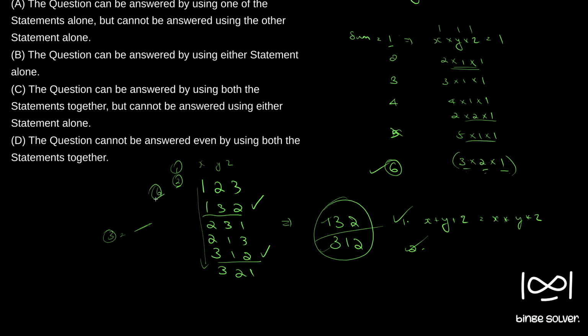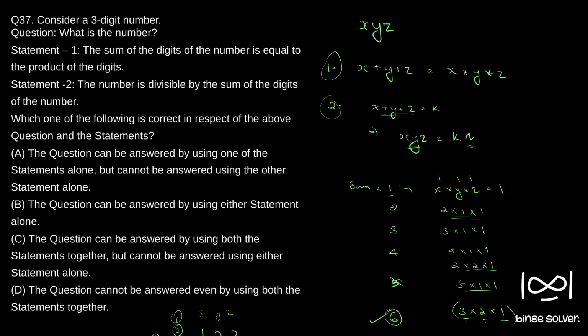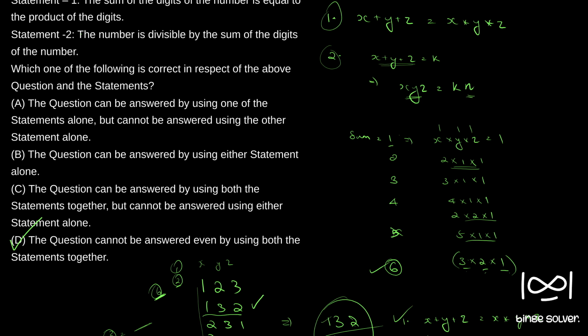So we only took sum as 6. We could have checked 7, 8 and so on, but even when we check for sum 6 itself, we are getting two potential answers that satisfy statement 1 and 2. So that itself makes it clear that statements 1 and 2, even if we use them together, we will not be able to find the number. So the answer will be D. The question cannot be answered even by using both the statements together. So solution to question 37 is D.